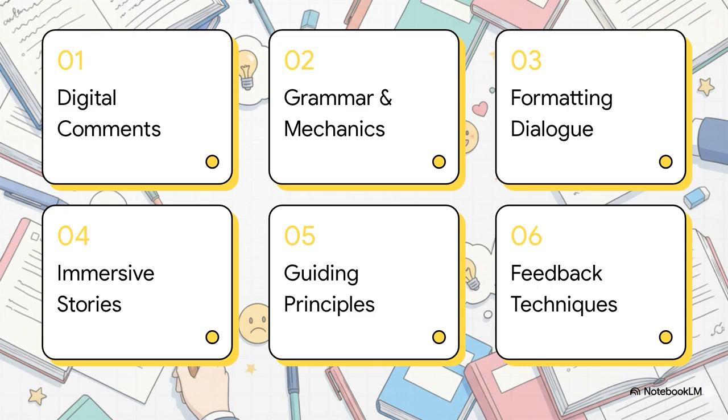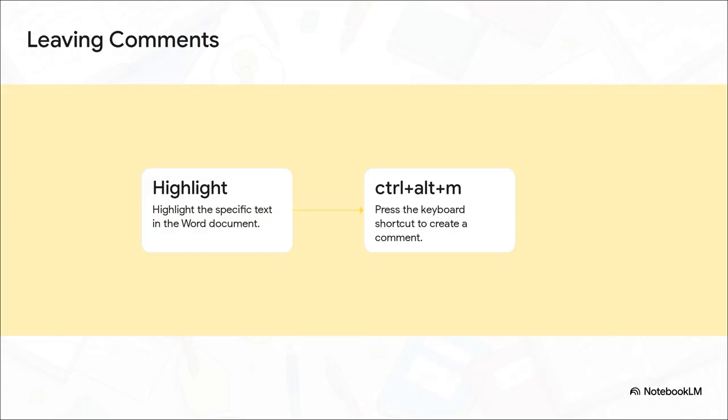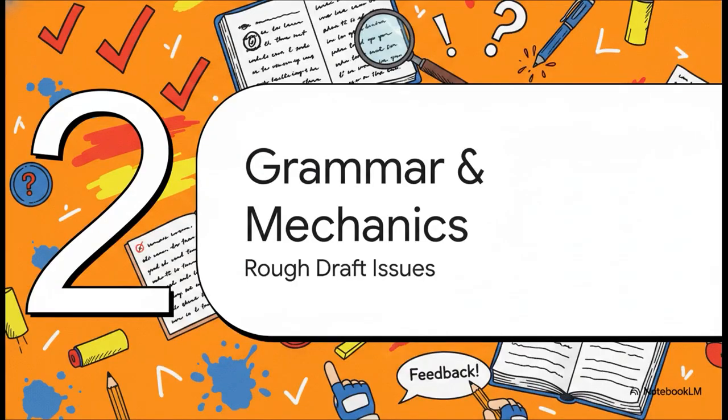feedback techniques. Section 1. Digital comments and your editing tools. We will be working inside Microsoft Word. To leave a note for your classmate, simply highlight the specific text you want to address. Once the text is highlighted, press Ctrl plus Alt plus M on your keyboard. This shortcut creates a comment box right in the right margin of the document. This is where you will type out your observations and suggestions for the writer, keeping your feedback organized and tethered directly to their words.